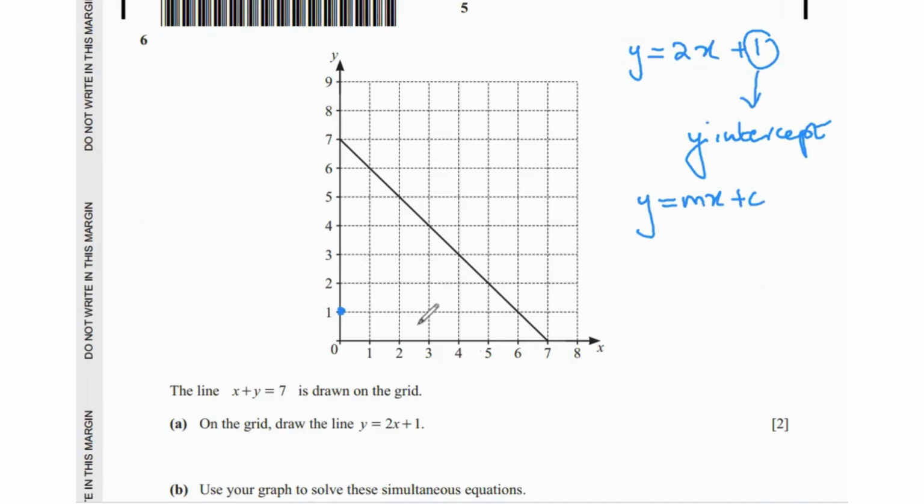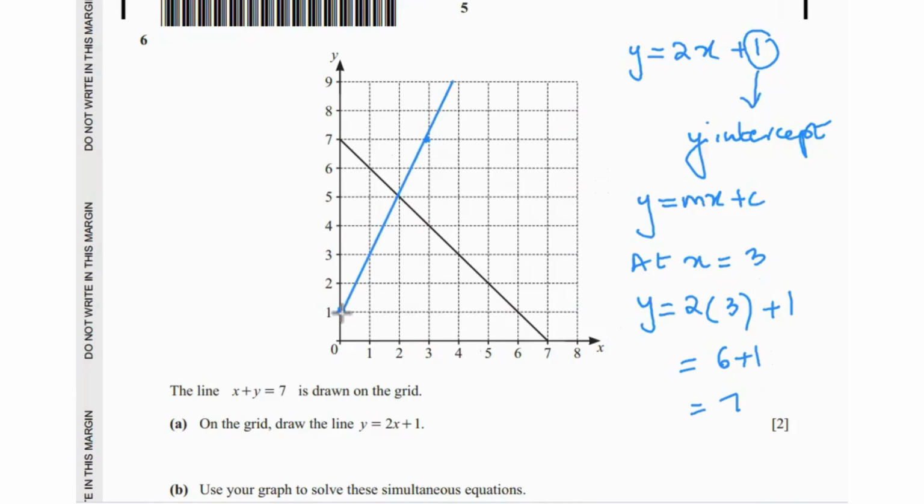Next, what we can do is plug in another value of x in the equation and find the corresponding y value. So if we put x equals 3, y is going to be 2 times 3 plus 1, which is 6 plus 1, and that's 7. So x 3, y 7, that's over here. So now we can connect the 2 points. And this is your line.